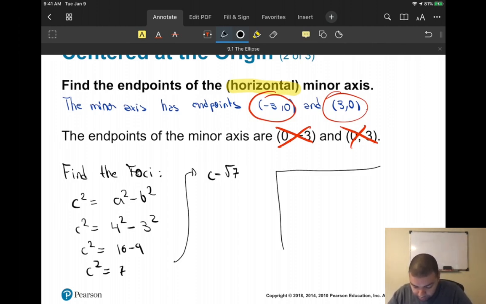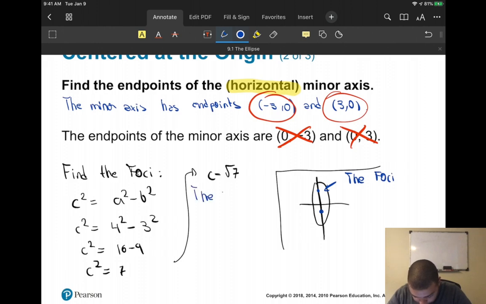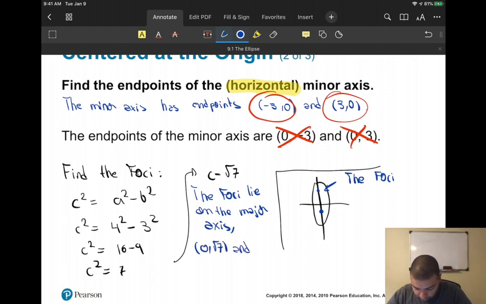I know my ellipse is vertical. And the foci, because of that, they stand on the major axis, so they're here and here. So I'll say here, the foci are 0, root 7, right? Root 7 up and root 7 down. Okay. And this is the distance of c, right? Same as below. So this is a little draft here. You don't have to write that part, but you have to write this.